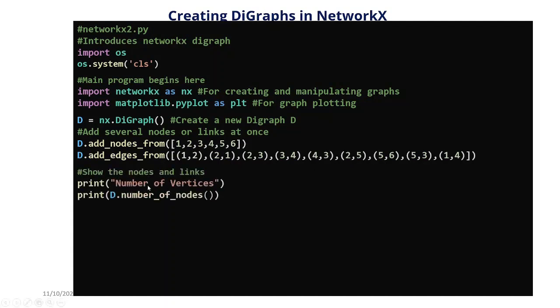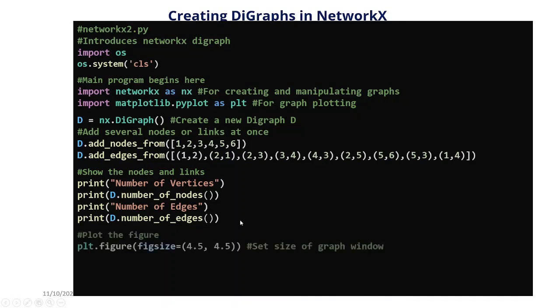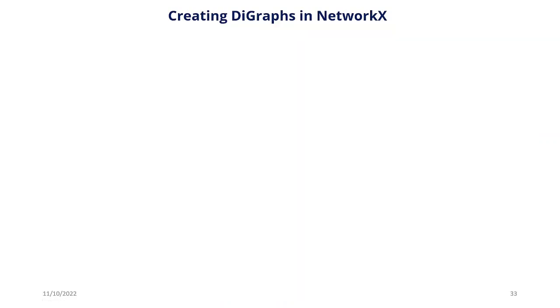Now let's show the number of vertices or the number of nodes. d.number_of_nodes. The number of edges. d.number_of_edges. Take note, this is number of nodes. It's going to give us a particular number. It's not d.nodes. d.nodes will list out the nodes. d.number_of_edges is going to give us the number of edges and not the edges. d.edges will list out the edges. So create the figure, draw the graph, and show the plot.